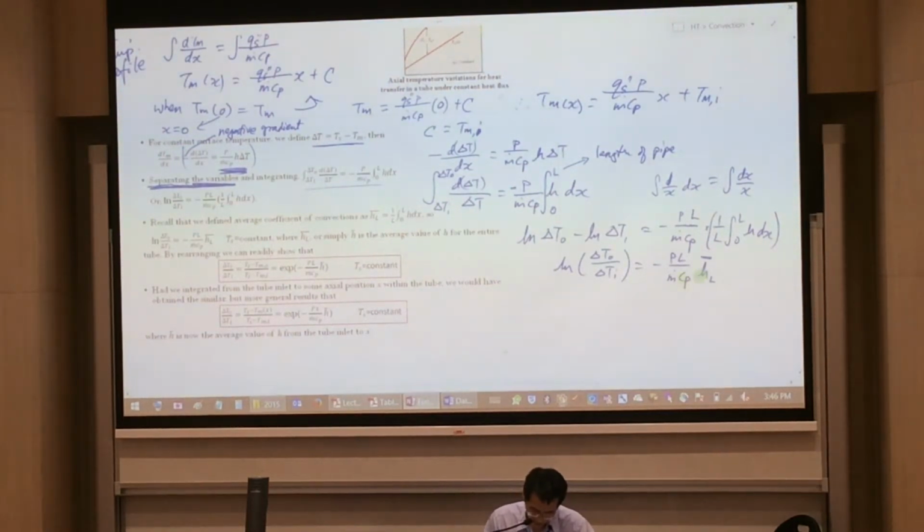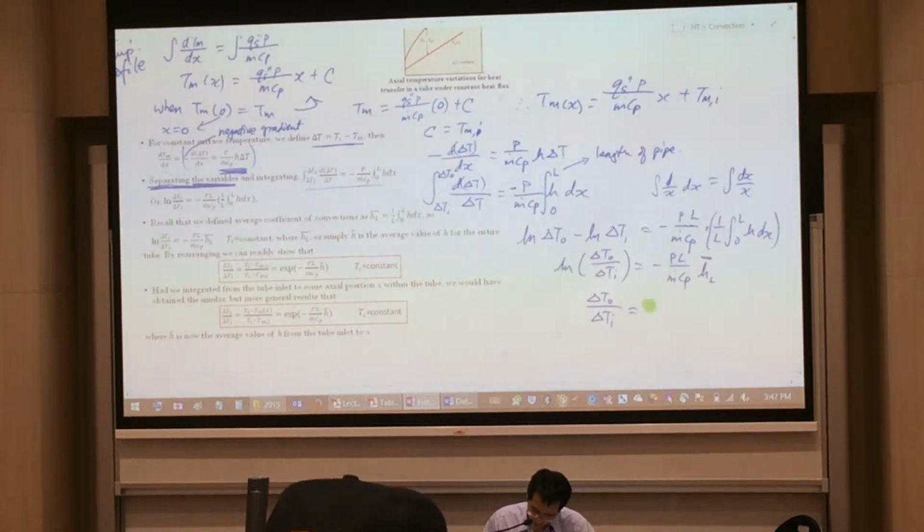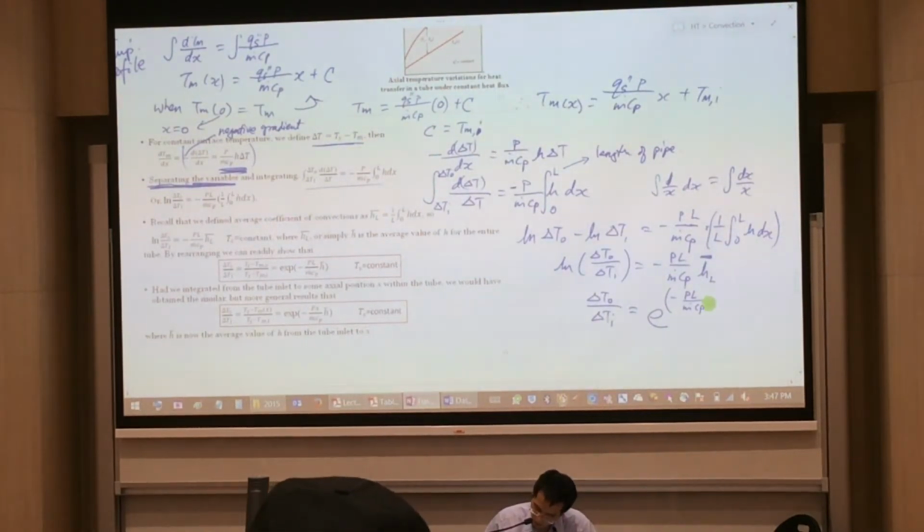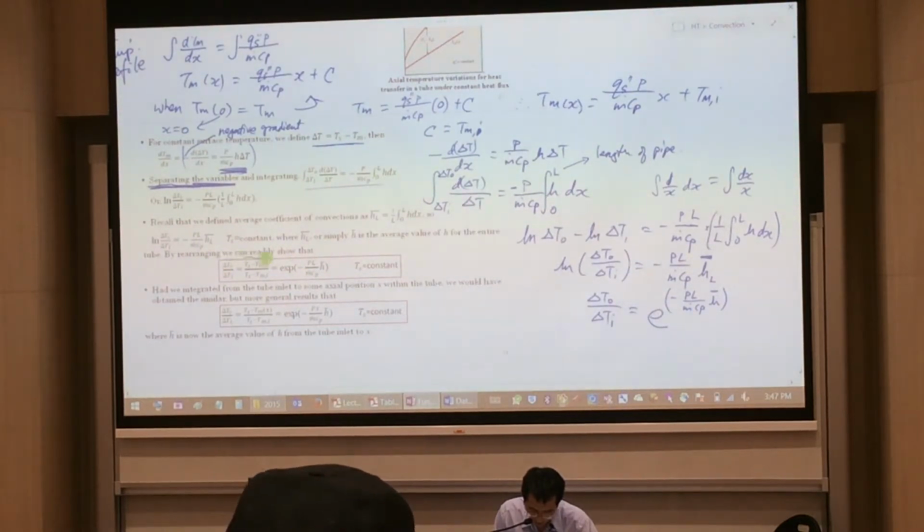So now that we have this, in order to express this part, take inverse ln on both sides, that will give us e to the power minus PL over m dot Cp. And this L over there, we can start to ignore it because we know that this is average. So average got to be over the average length of the pipe. So we can just write h bar in the following way. So that is where we come to this equation over here.